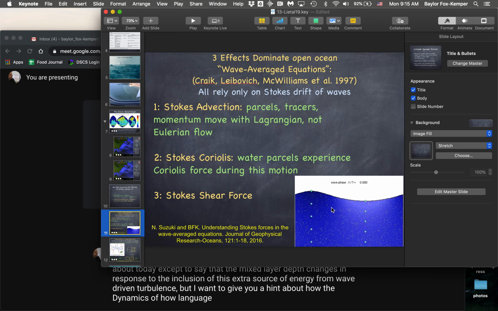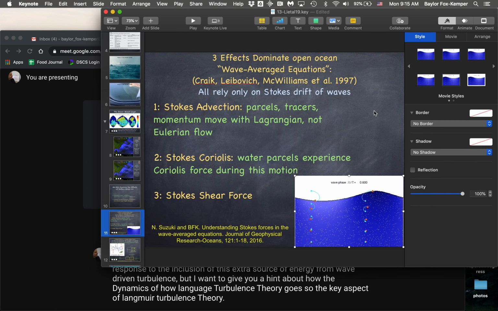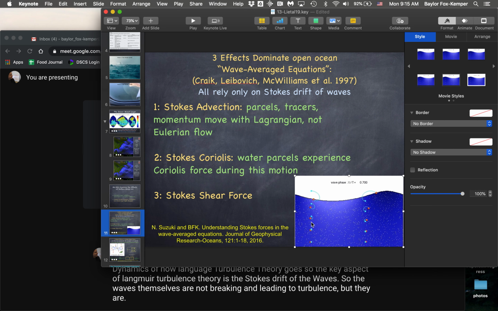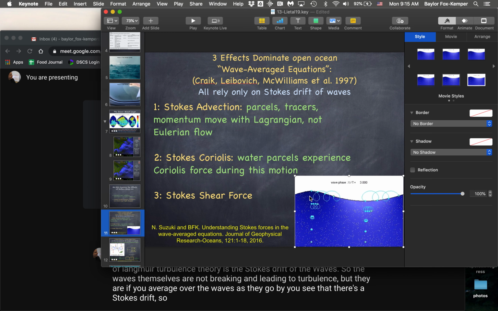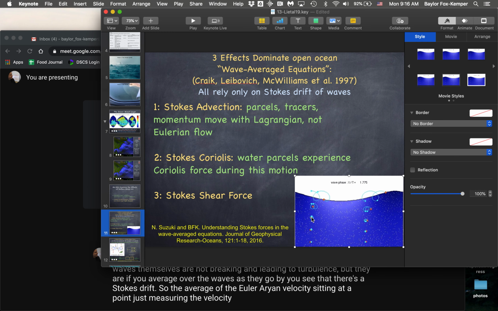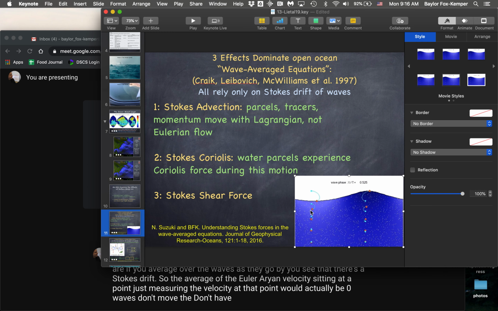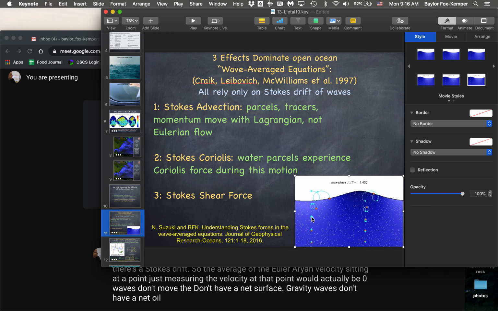So the key aspect of Langmuir turbulence theory is the Stokes drift of the waves. The waves themselves are not breaking and leading to turbulence, but if you average over the waves as they go by, you see that there's a Stokes drift. The average of the Eulerian velocity, sitting at a point and just measuring the velocity at that point, would actually be 0. Surface gravity waves don't have a net Eulerian velocity associated with them.